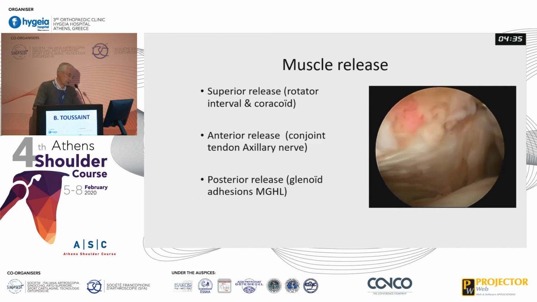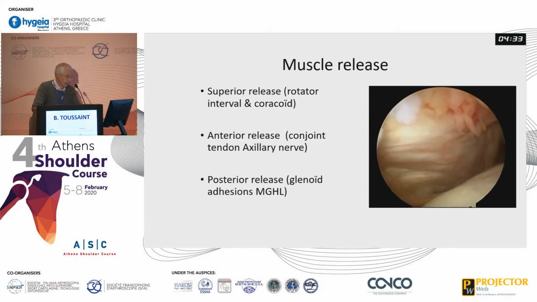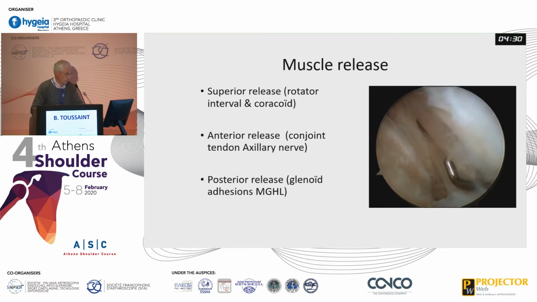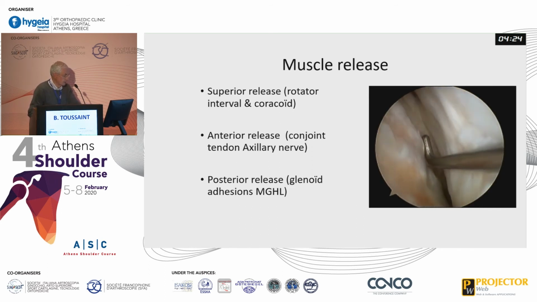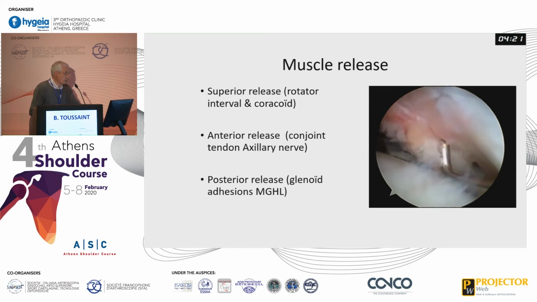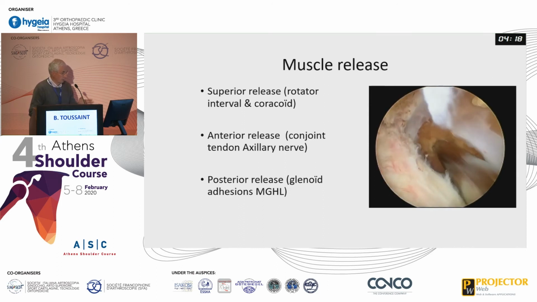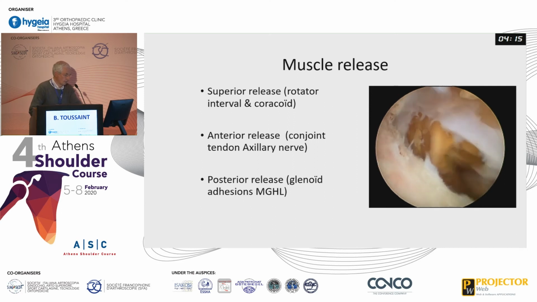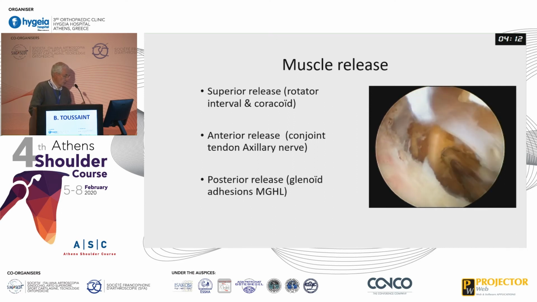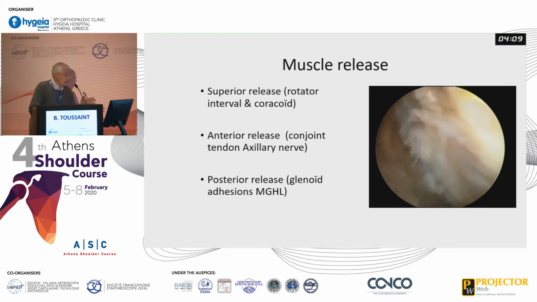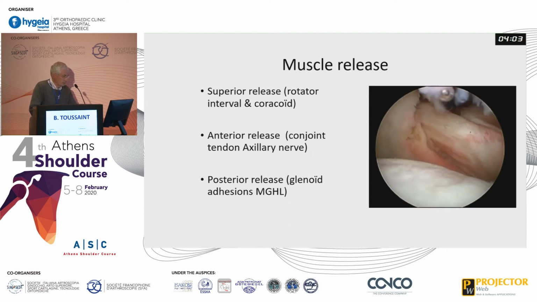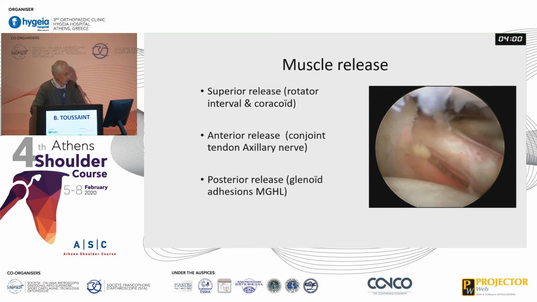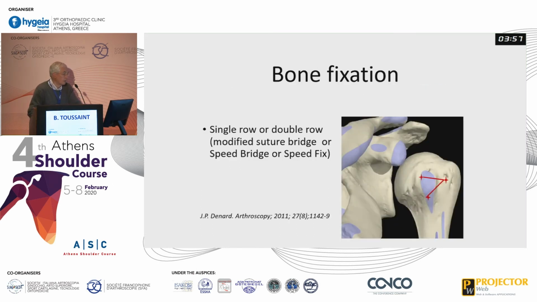And for outside of the box, you can put your scope laterally. The muscle release is very important because you need to release the rotator interval, especially the coracohumeral ligament. You need to release anteriorly between the conjoint tendon and the axillary nerve, and you need to release the posterior part of the subscapularis, like the glenoid side, to decrease the adhesion of the medial glenohumeral ligament.